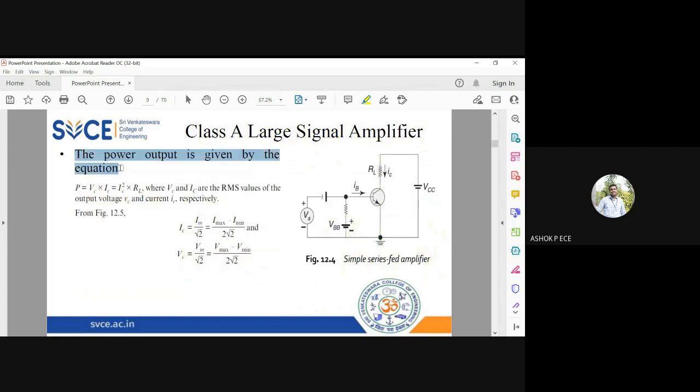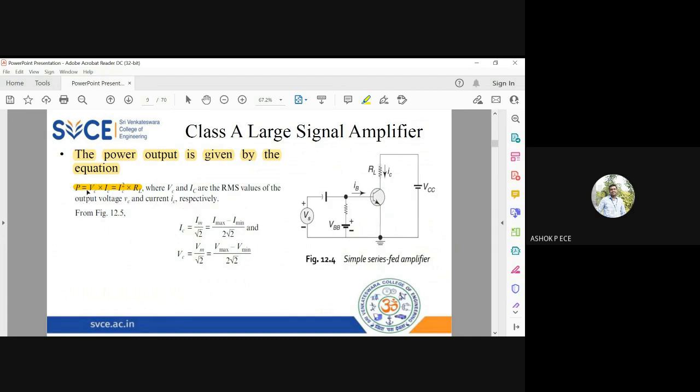So the output power is going to be given by the equation. See here, the output power is going to be AC, right? It's the amplified version of the input signal, so it is going to be AC. So we cannot use the conventional DC formulas, VC into IC or IC square into RL. So we have to use the RMS formulas.